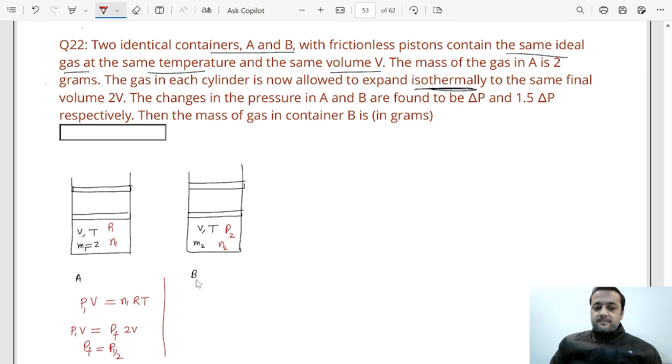If I apply PV equals nRT, we write P2 V equals N2 R T, where the number of moles is N2. Again, this gas is also following the isothermal process. So P2 into V, the initial pressure into the initial volume, will be equal to the final pressure into the final volume, which is again 2V. So the final pressure here is again P2 by 2.